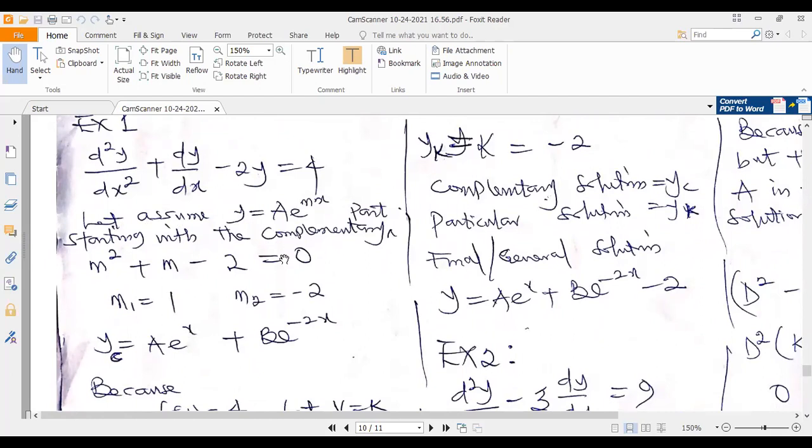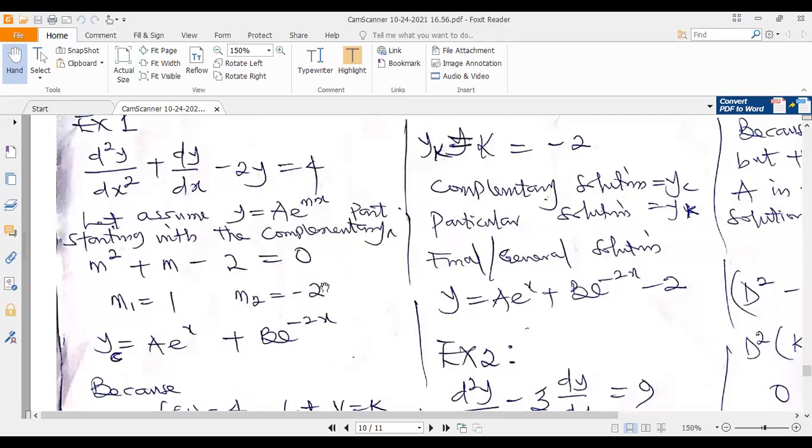If that is the case, then we can assume our solution, because we need to first solve the complementary part before we look for the particular solution. So we assume f of x to be 0. If you assume y is equal to e to the mx, then differentiate twice, substitute back into the problem, and solve the auxiliary equation, you see that m1 is 1 and m2 is -2.